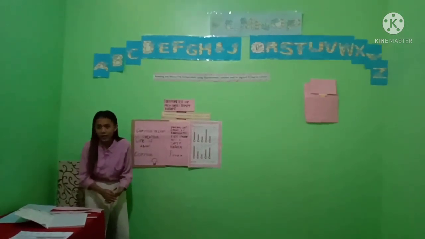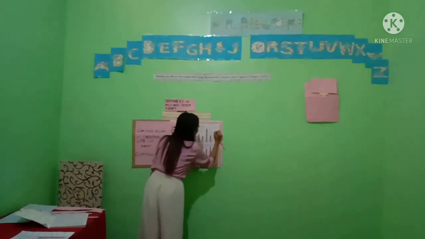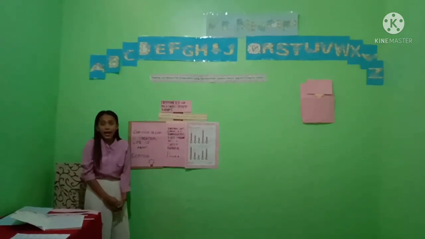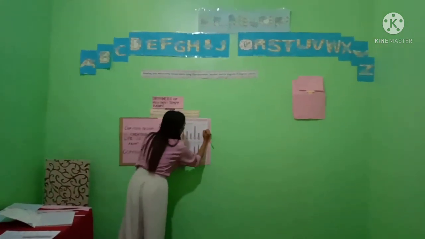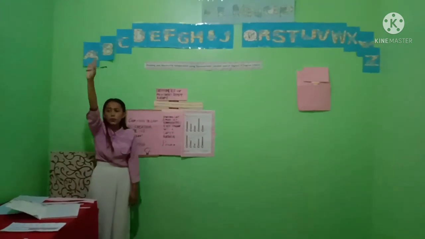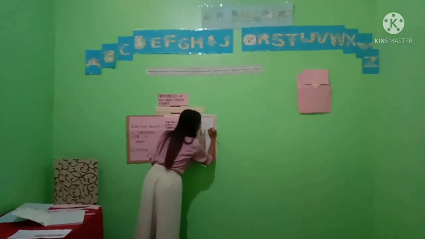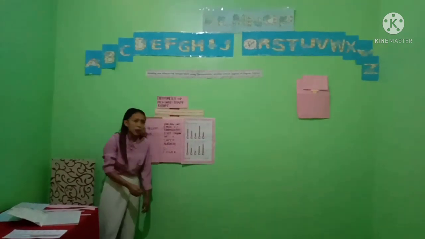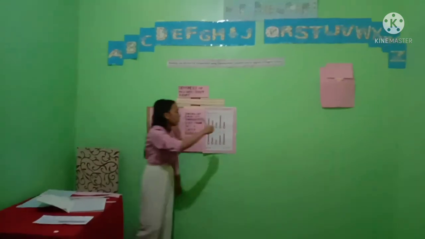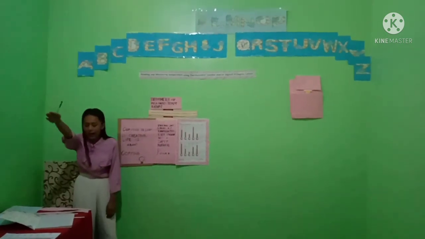How about number 3? Okay, Jan. Very good. 28 degrees Celsius. Number 4? Yes, Anna? 93 degrees Celsius. Number 5? Don't answer me in chorus. Okay, Alvin. Very good. 31 degrees Celsius. How about number 6? Yes, Angeline. 85. Very good. 85 degrees Celsius.